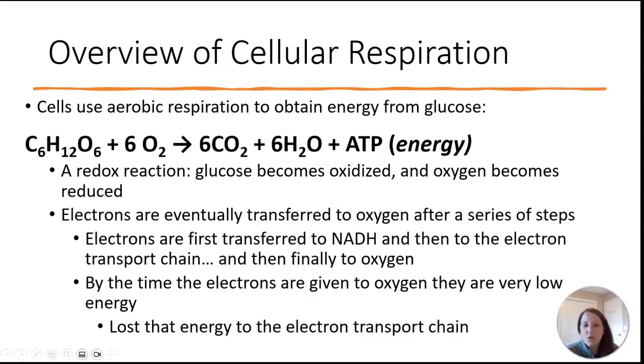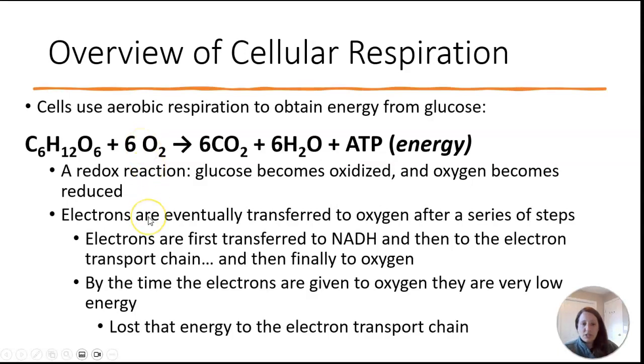Okay, so in this equation, it's glucose that's going to lose electrons, and we say that glucose is oxidized. And as it loses those electrons, it loses energy. Because remember, electrons represent stored potential energy. Okay, we say that oxygen, the other reactant molecule, which will eventually gain those electrons, becomes reduced. So glucose is oxidized, oxygen is reduced.